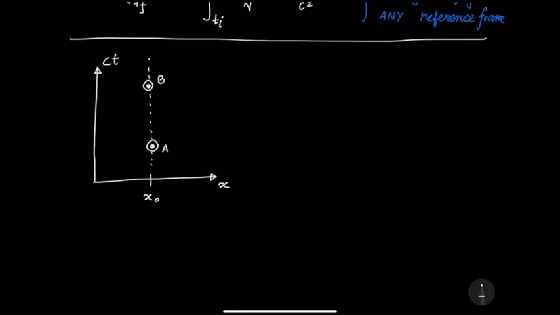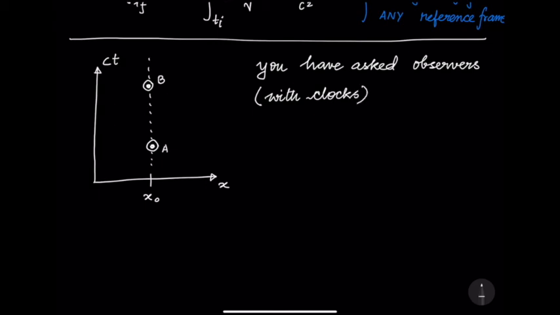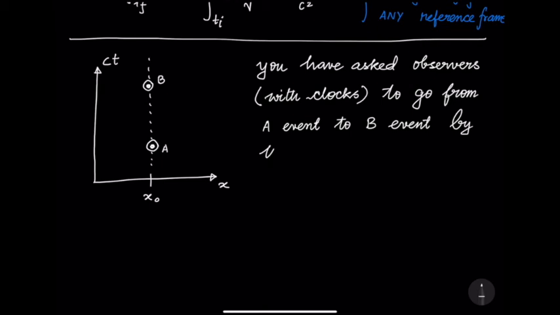What you have done is, you have asked several people, observers, each observer must have a clock, to go from event A to event B by their chosen path.